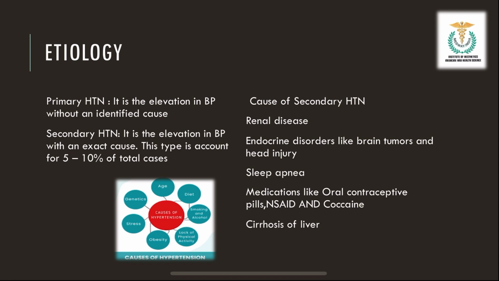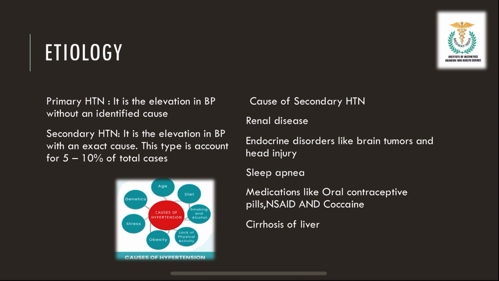Moving on to the etiology. As I have mentioned in the previous slide, there is primary hypertension and secondary hypertension. Primary hypertension doesn't have any single clear cause. Usually many factors come together to cause it. Common causes are unhealthy eating patterns, including a diet high in sodium, lack of physical activity, and high consumption of beverages containing alcohol.